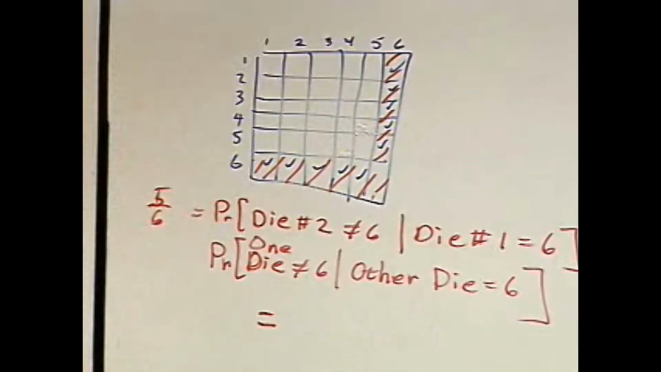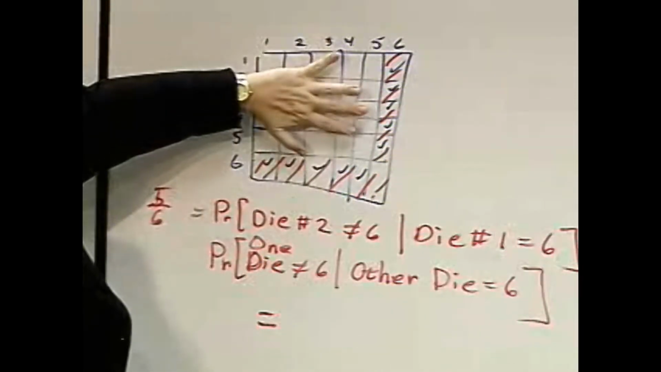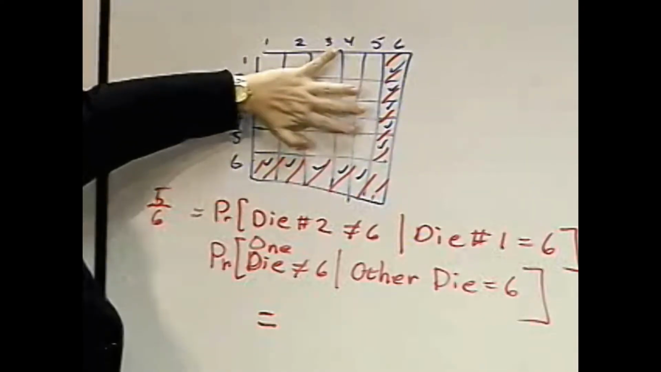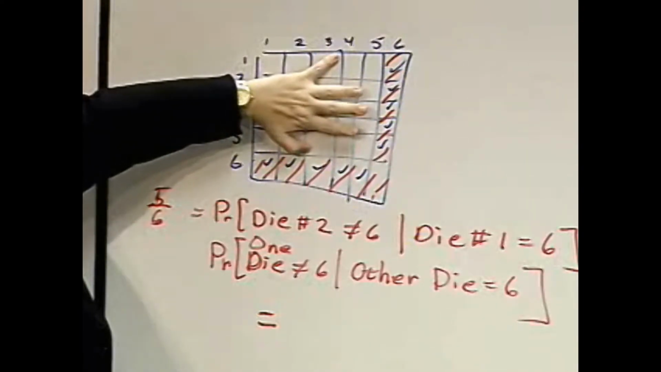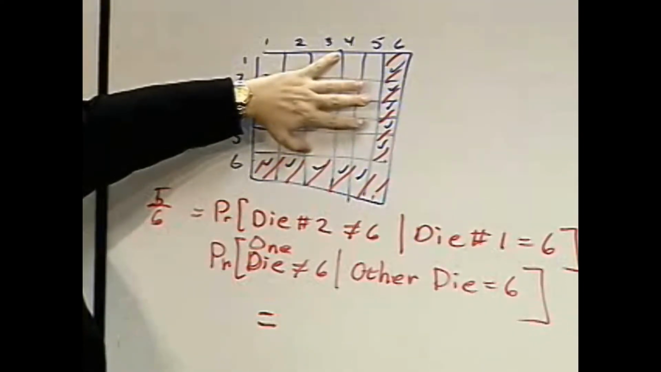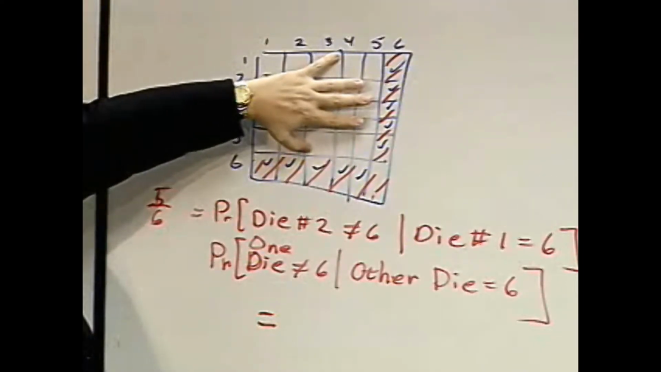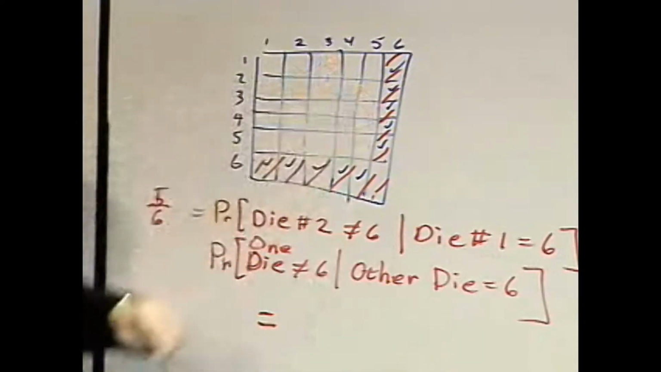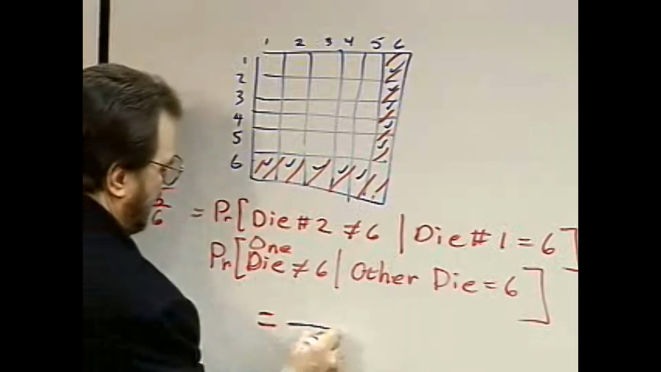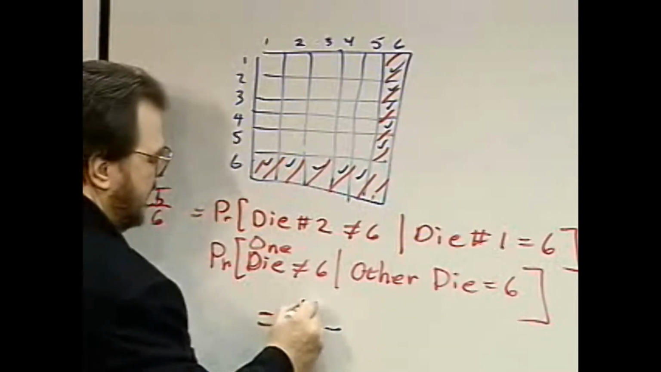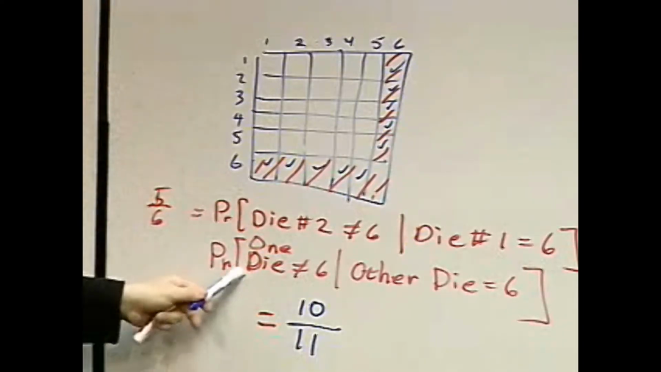And so a total, in our new Venn diagram, if you will, is we have a total of what? 11 possibilities where one of the die is 6. Now, the OR is an inclusive OR. That means the first die is a 6, or the other die is a 6, or both are 6. That would certainly take into account that one of the dies is equal to 6. So we have a total of 11 possibilities. And out of those 11 possibilities, there are 10 possibilities where the other die is not a 6. Okay?